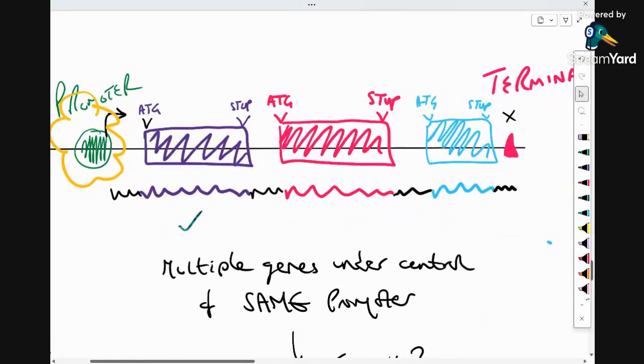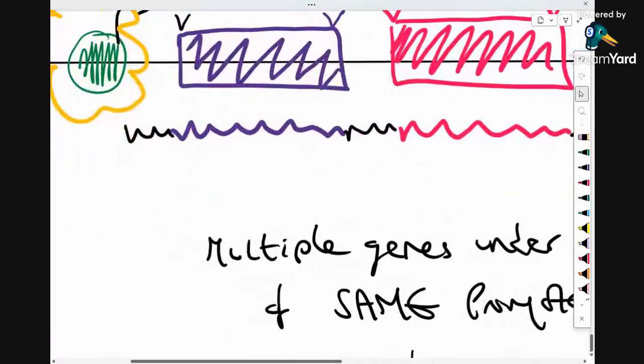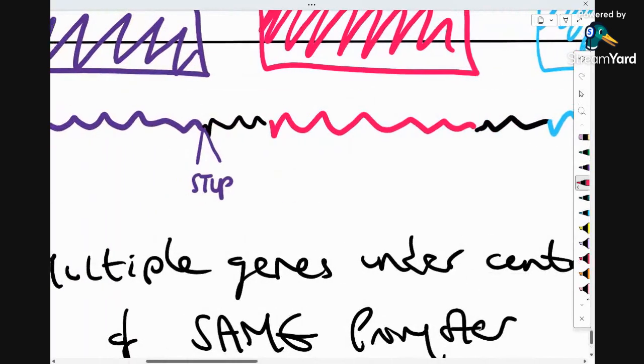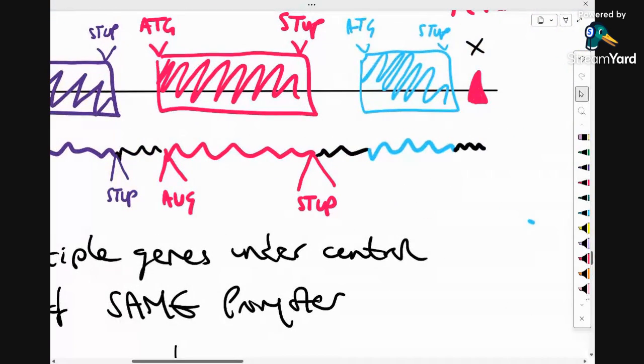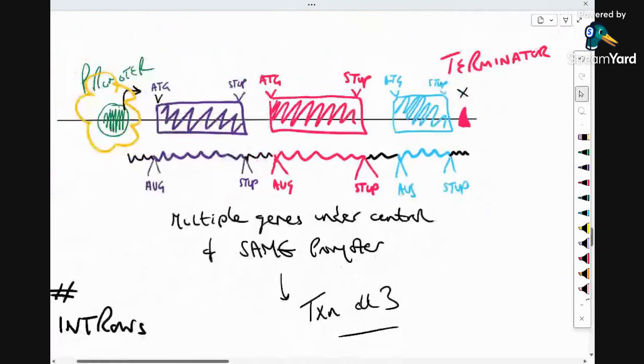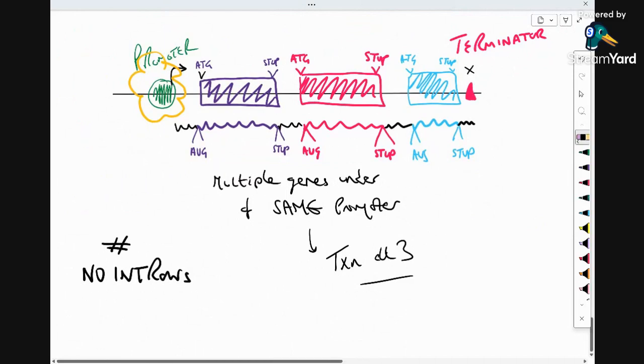So they could be translated independently of each other. So if I translate this into RNA, we have AUG here. We've got stop there. AUG here. And then stop. And then in blue, AUG and stop. And I'm just going to delete this for now.